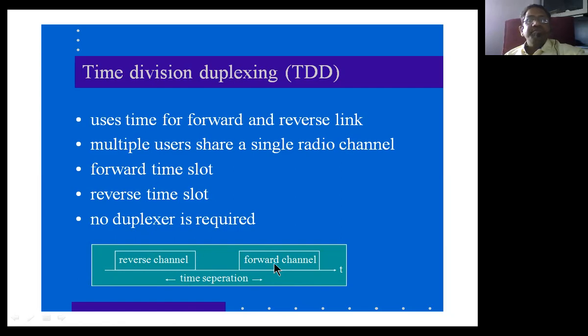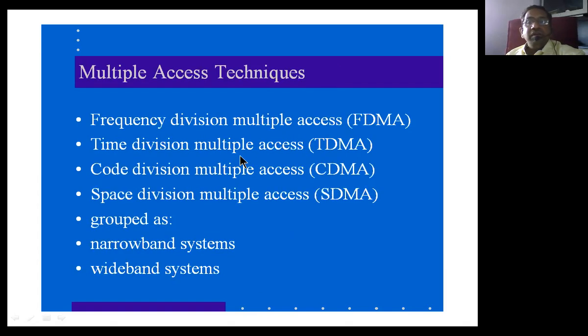signal transmissions. And multiple users are going to share a single radio channel. The radio channel for all of us is the same radio channel. Here we have a forward time slot and a reverse time slot. So this is basically the FDD and TDD technique in the mobile units.